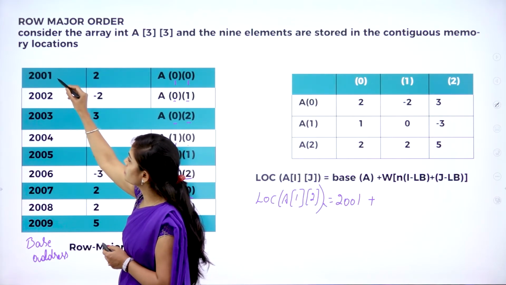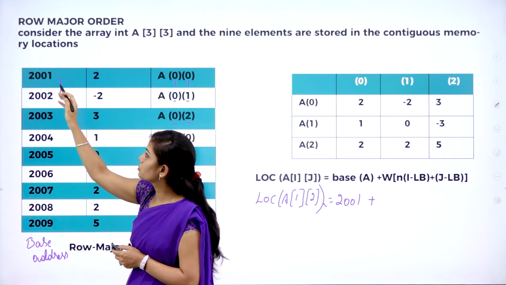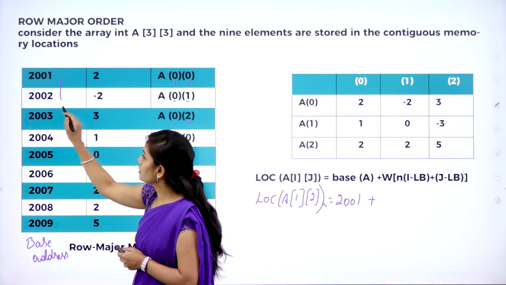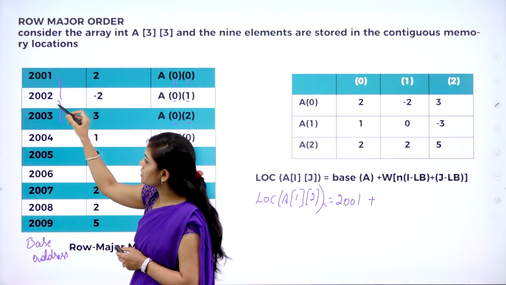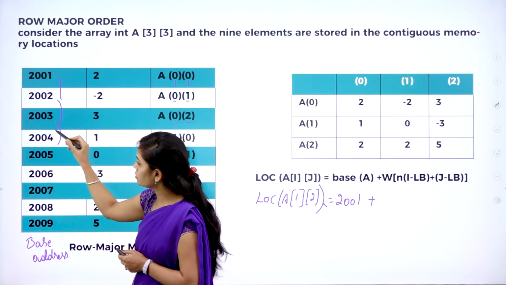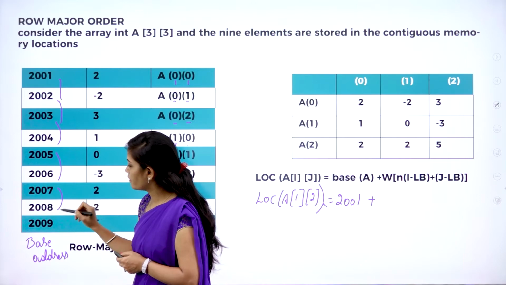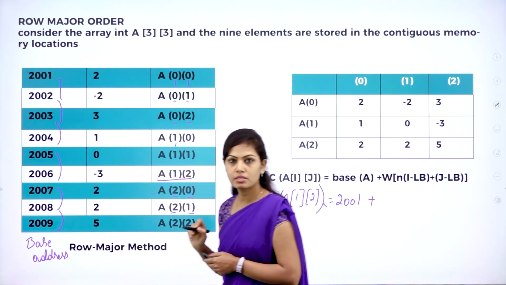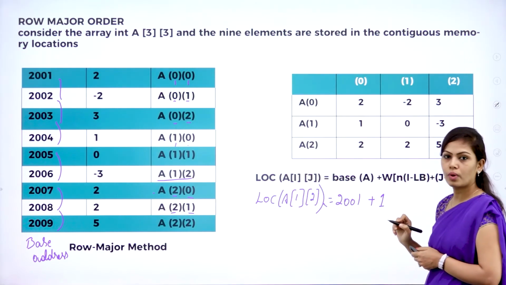So, we can observe these two addresses. What is the width of these two addresses? 1 is the width of these two addresses, and you can observe the second and third address. The width is 1, and the third and fourth width is 1, fifth and sixth width is 1, 7 and 8 width is 1, 8 and 9 width is 1. So, W is equal to 1.